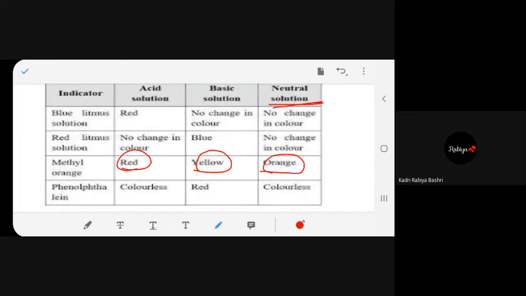If it is phenolphthalein, in acid solution it is colorless. But in basic solution it becomes red. And in neutral solution also it is colorless. Is this clear?